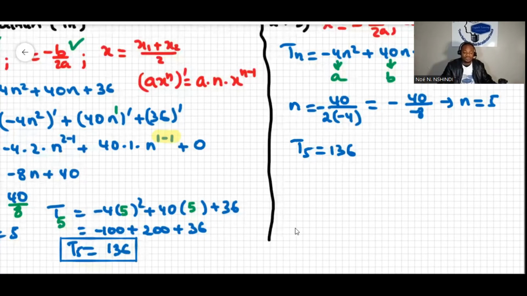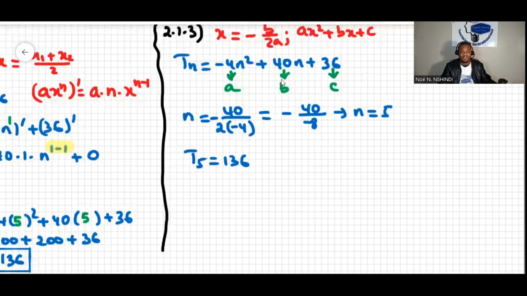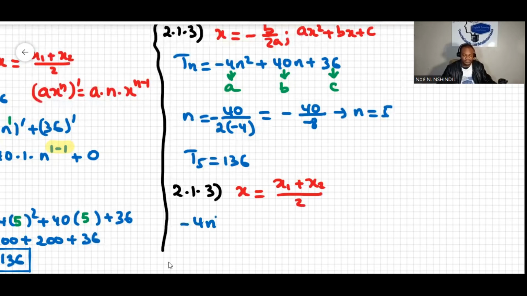Or else, we can also work out the intercept. We set this equal to 0 and find the variable, the intercept. Or we can also do -4n² plus... Okay, I prefer to say this. 2.1.3 method 3: we're going to use this formula: x is equal to (x1 plus x2) over 2, knowing that x1 and x2 are the intercepts. So we're going to set -4n² plus 40n plus 36 equal to 0.